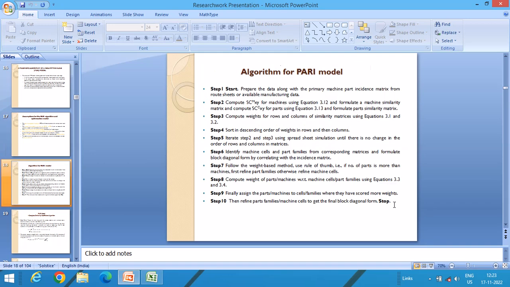So the algorithm consists of these 10 steps. In the first step, we start by preparing the input data with the machine part incidence matrix. In the second step, we compute a similarity coefficient for machines as well as parts using equations 3.12 and 3.13. In step 3, we compute weights for rows and columns. And in step 4, we sort in descending order of weights in rows and then columns.